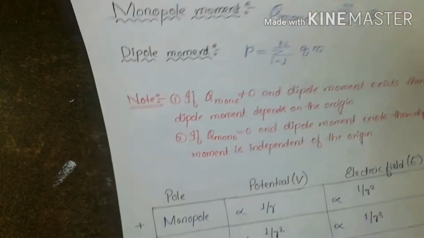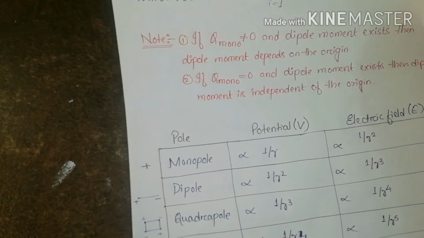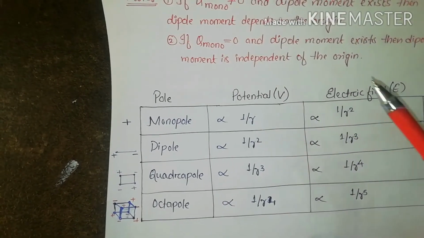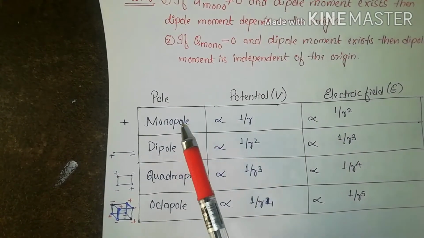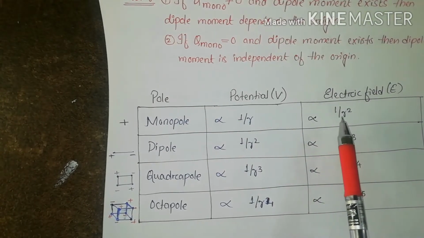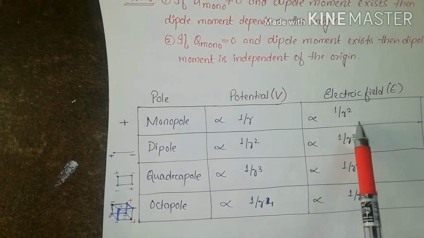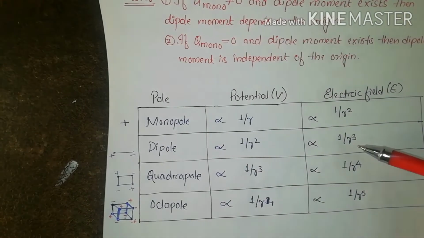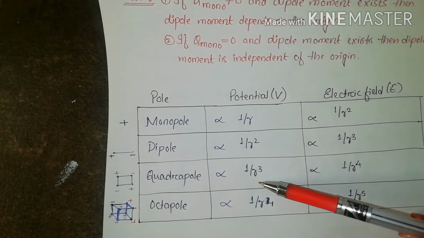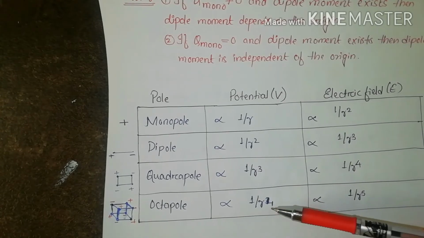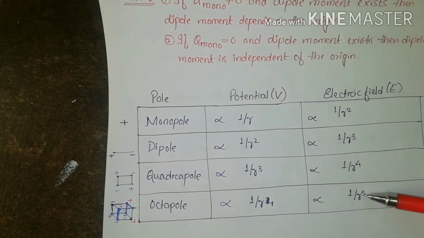Next we will see the proportionality, or the dependency of the potential with respect to R. In case of monopole, the potential is inversely proportional to R and the electric field is inversely proportional to R square. In case of dipole it is 1 by R square for the potential, and the electric field is 1 by R cube. In case of quadrupole it is 1 by R cube for potential, and the electric field is 1 by R to the power 4. In case of octapole it is 1 by R to the power 4 and the electric field is 1 by R to the power 5.